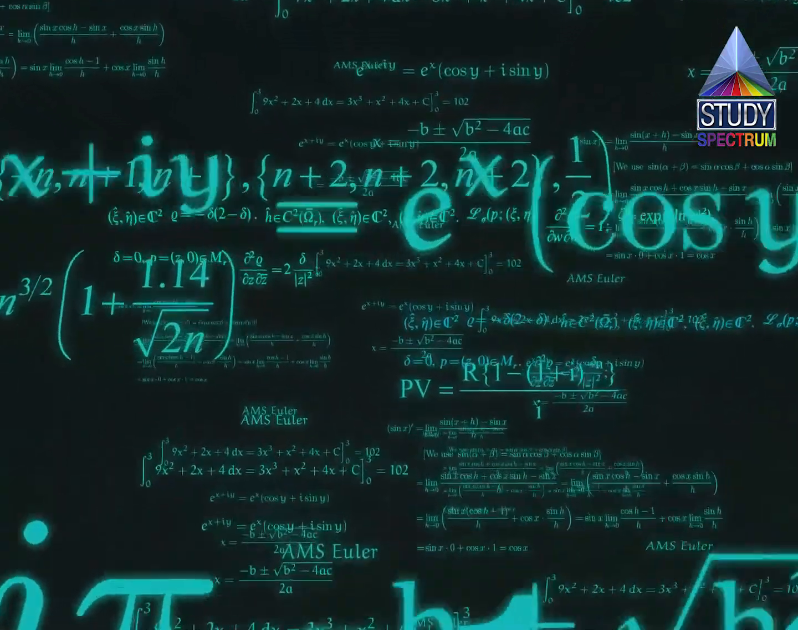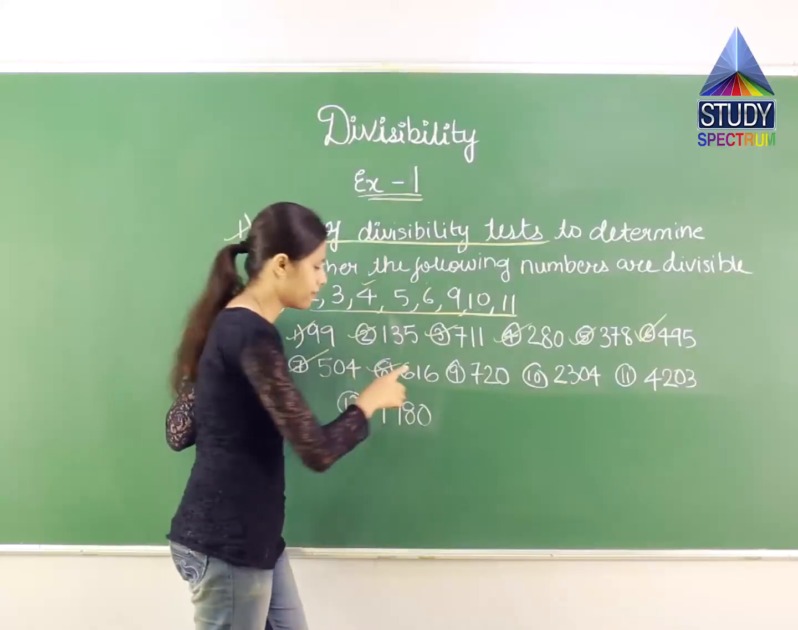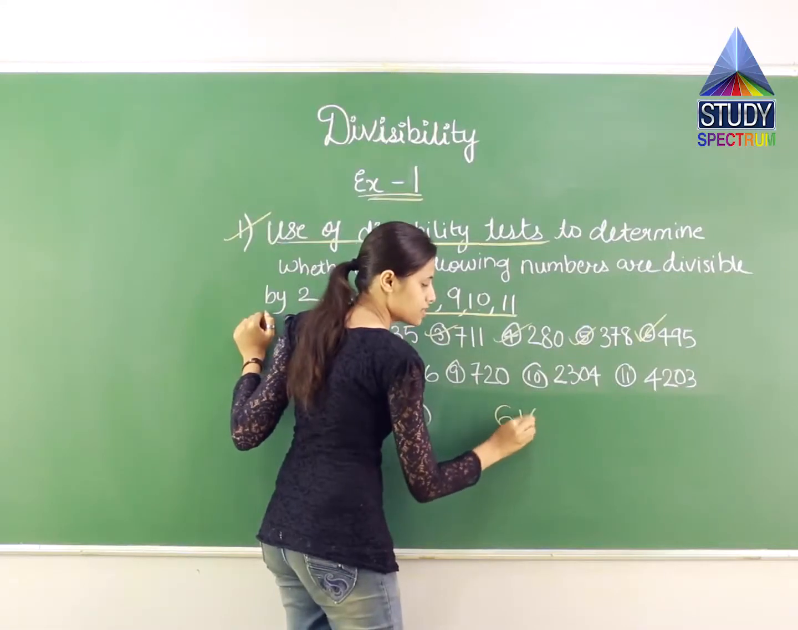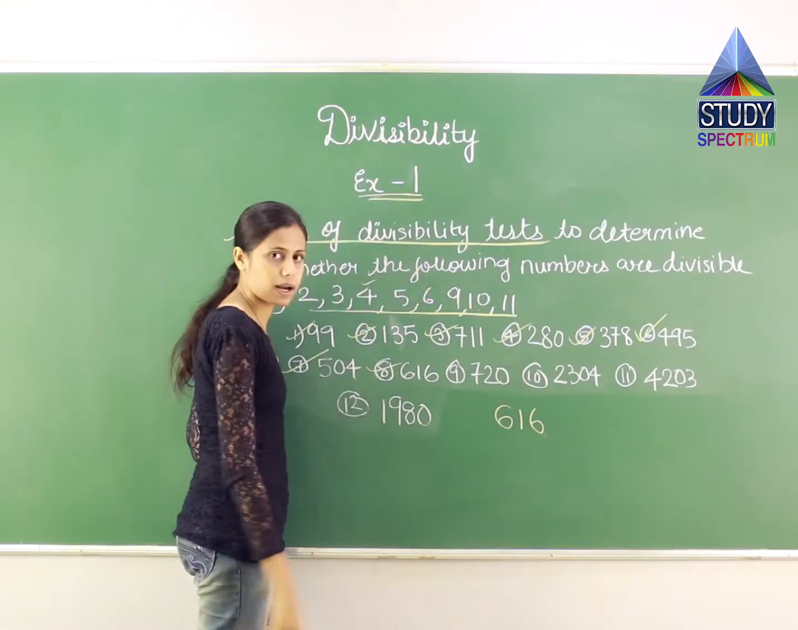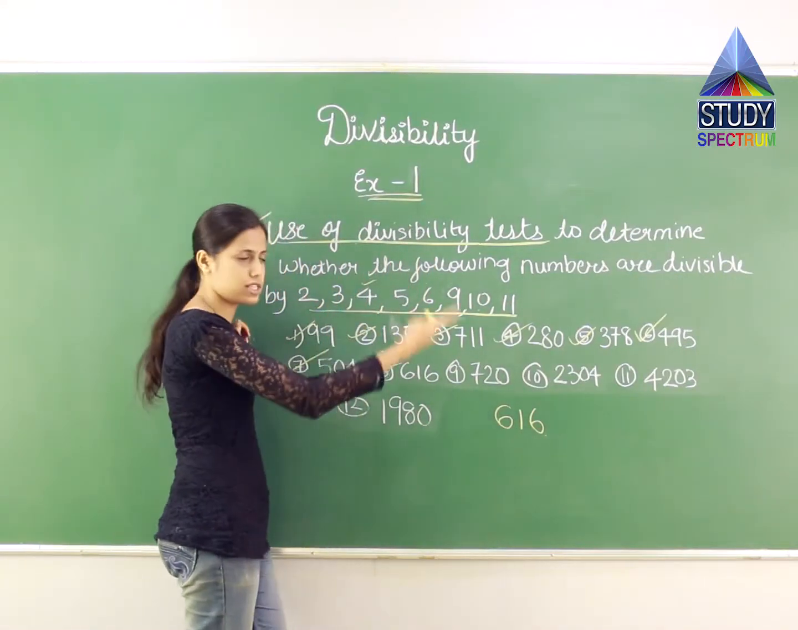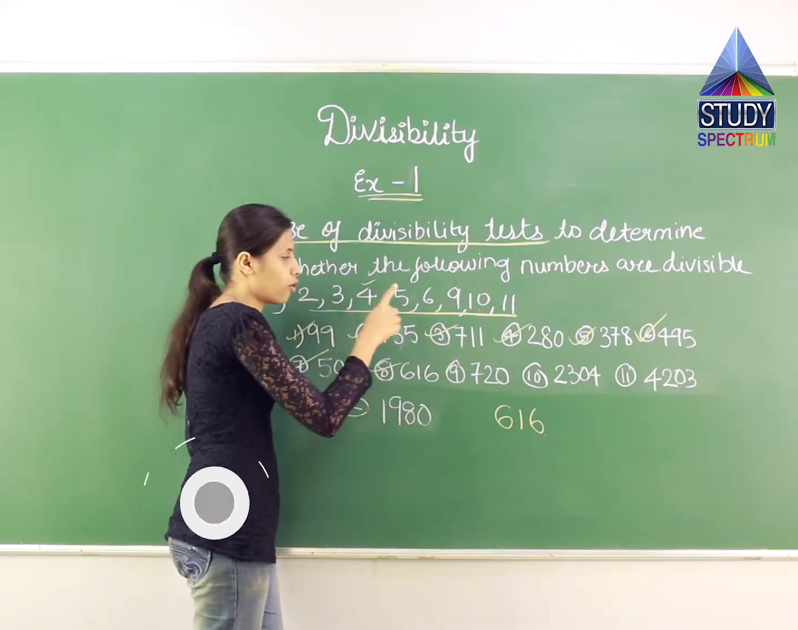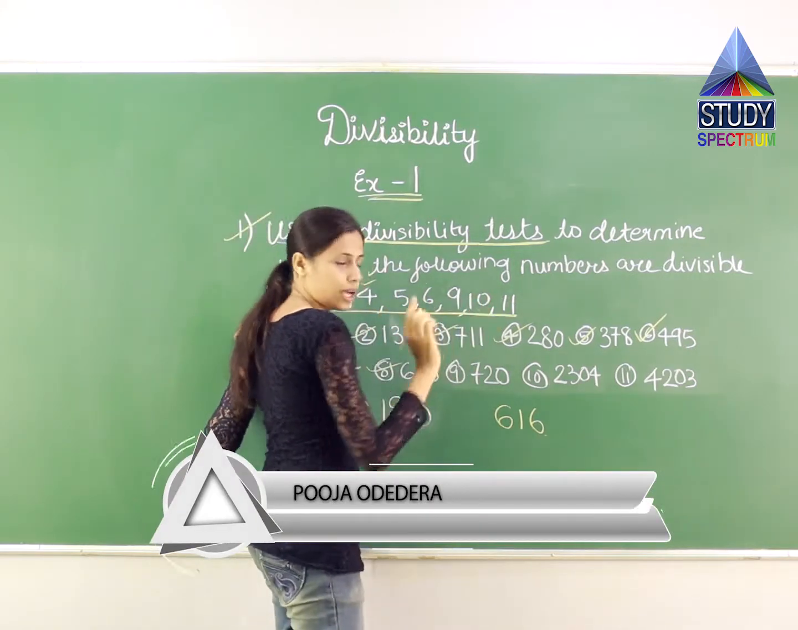Now let us start with the 8th question. Same like previous question, the question is what? 616. So this is the number and you have to find the test of divisibility. This number is divisible by 2, 3, 4, 5, 6, 9, 10 or 11.